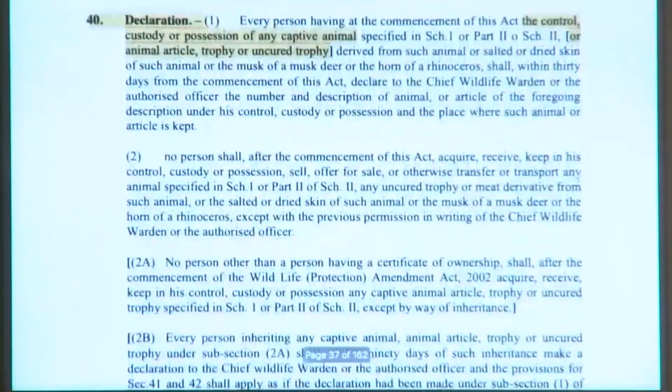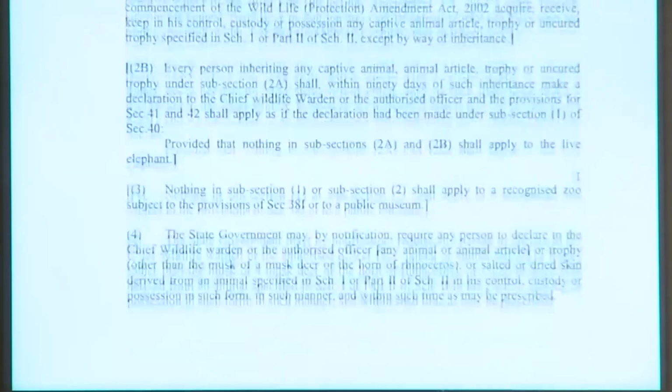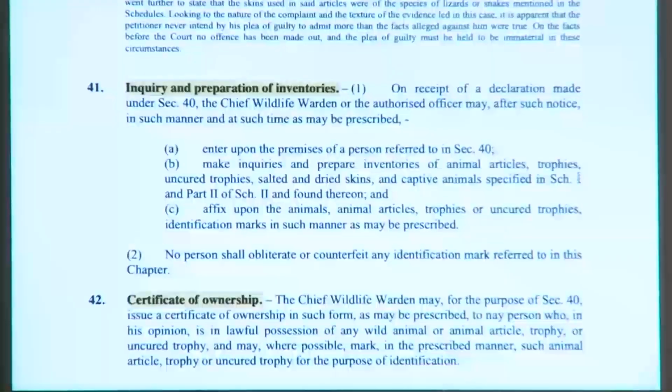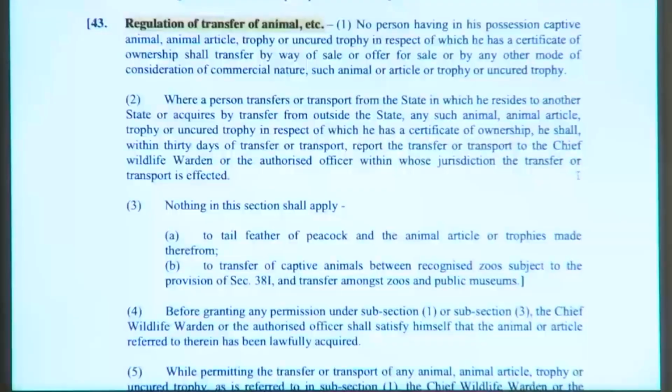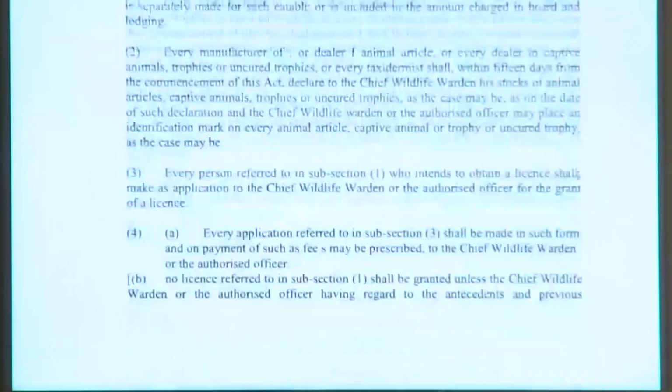Then trade or commerce in wild animals, animal articles and trophies. So, wild animals etc., are government properties. If you are in possession of an animal article, trophy or uncured trophy, then you have to declare it to the government. Then there is inquiry and preparation of inventories, you need to have a certificate of ownership, regulation of transfer of animal, dealings in trophies and animal articles without license is prohibited, and so on.